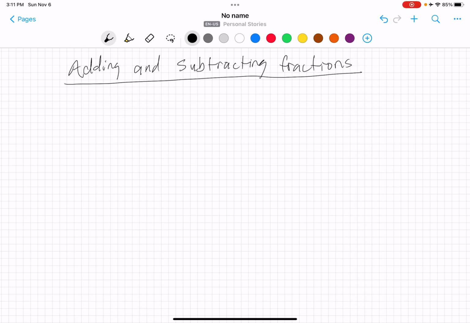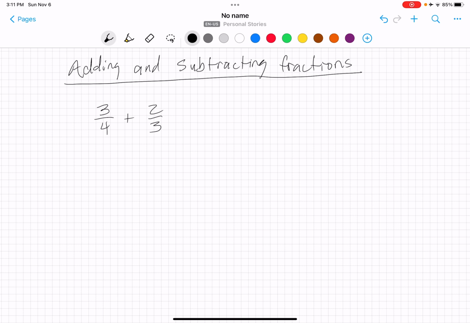Alright, so today we're going to practice how to add and subtract fractions. Let's begin with proper fractions, and then we'll move on to mixed numbers later on, as well as improper fractions. But we're going to start off with an example. Let's say we start with 3/4, and we want to add to this 2/3.